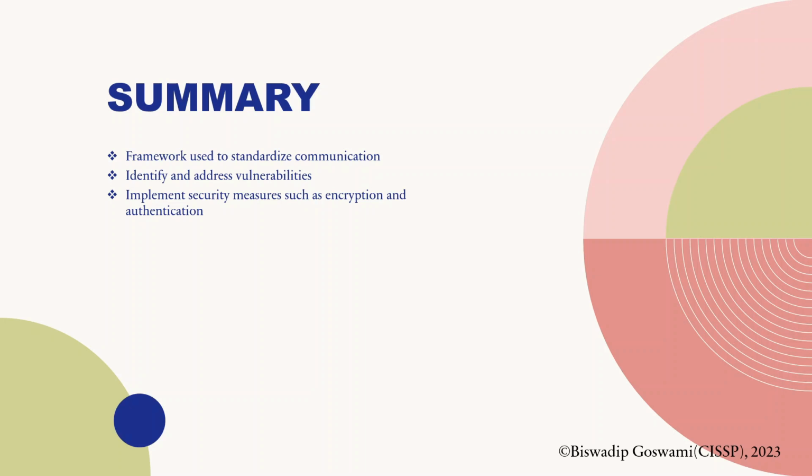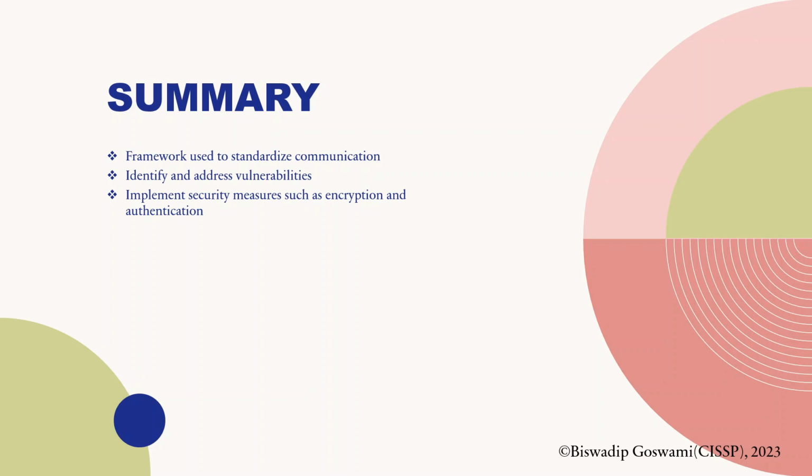Now, to summarize, the OSI, or Open Systems Interconnection Model, is a framework used to standardize communication between different computer systems. It is used in network security as a reference model to help organize and understand the different layers of network communication and the associated security concerns at each layer. The OSI model can be used to identify and address vulnerabilities in network security.